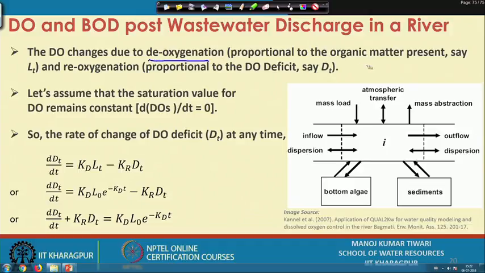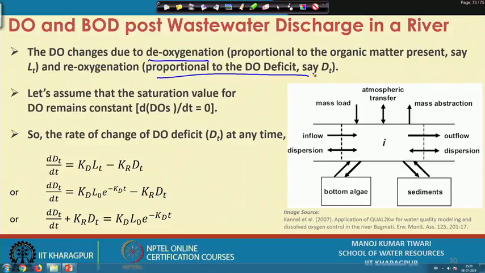So, deoxygenation, which is proportional to the organic matter present in the system, as we were seeing, that it is proportional to the amount of BOD present in the system or organic matter present in the system, and reoxygenation, which is proportional to the deficit of DO. So, if my saturation DO is let us say 10 and my existing DO is 6, so this reoxygenation will be proportional to the difference, 10 minus 6, it will be proportional to 4.